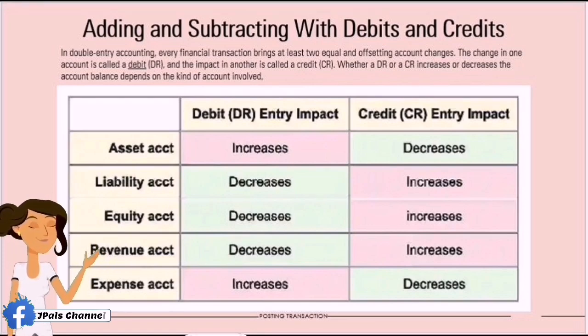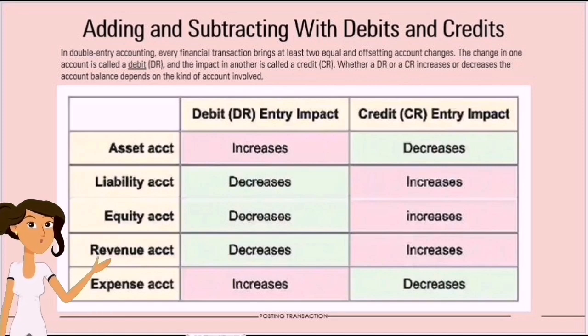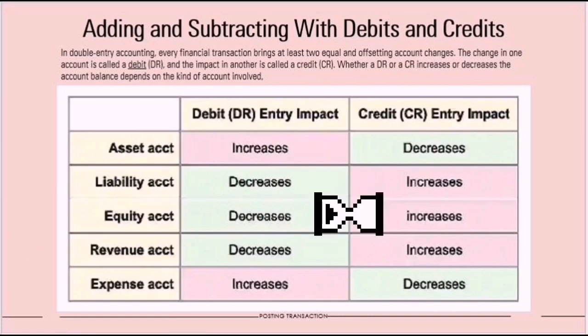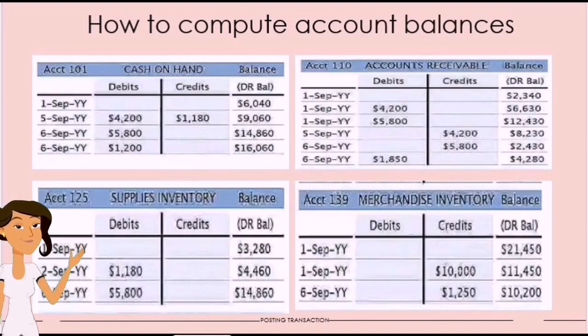In double entry accounting, every financial transaction brings at least two equal and offsetting account changes. The change in one account is called a debit, DR, and the impact in another is called a credit, CR. Whether a DR or a CR increases or decreases the account balance depends on the kind of account involved. A table sample is shown below. How to compute account balances: a sample is shown below.